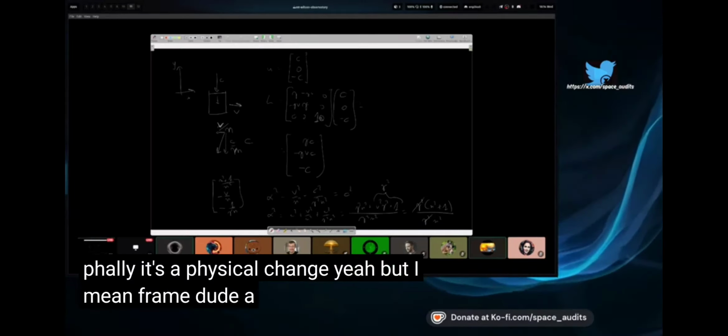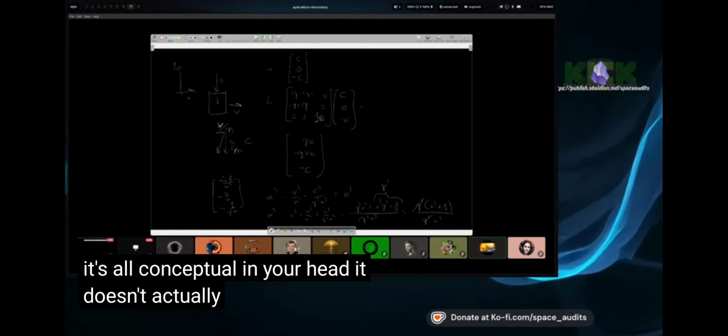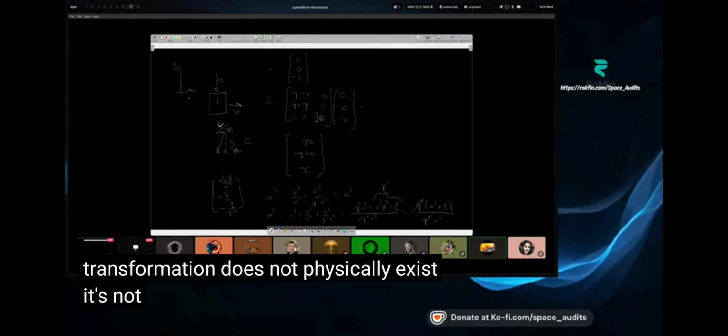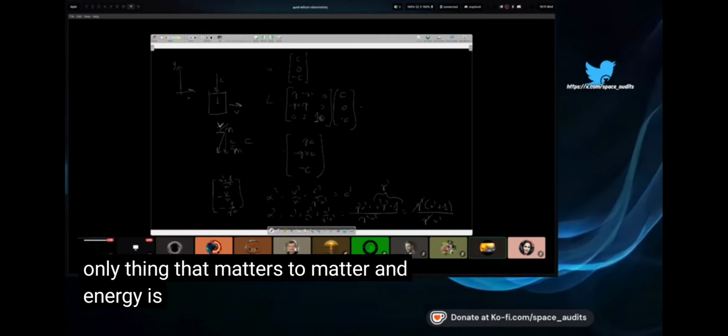Yeah, but I mean, a frame transformation, I don't know if you know this, a frame transformation is not a physical effect. It's all conceptual in your head. It doesn't actually exist. A frame transformation does not physically exist. It's not real. Of course, I agree, it's just used for your calculation purposes. Yes, the only thing that matters is matter and energy, the physical effects.